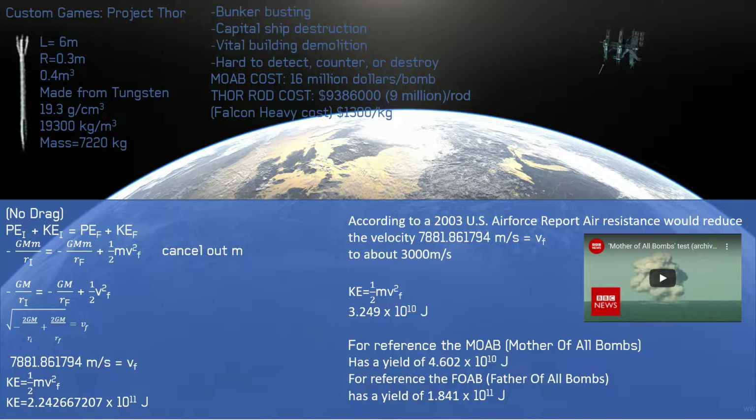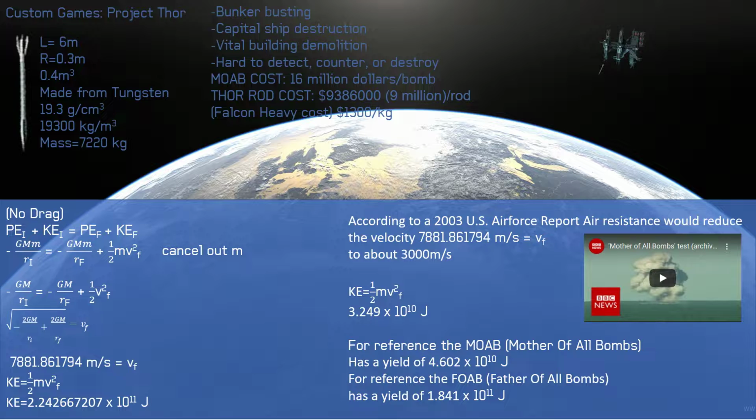So, for the most part, the dimensions of these tungsten rods are cited as so for most videos and articles on it. The length of the rod would be 6 meters, the radius would be 0.3 meters, giving it a total volume of 0.4 meters cubed. Obviously, it's made from tungsten.